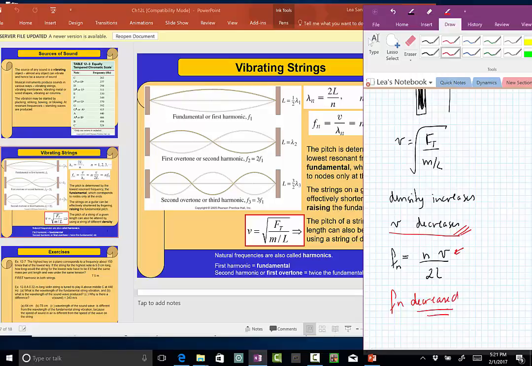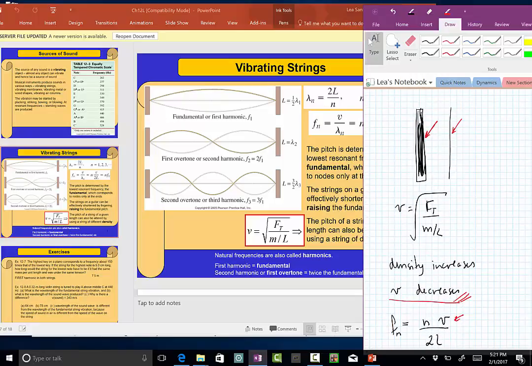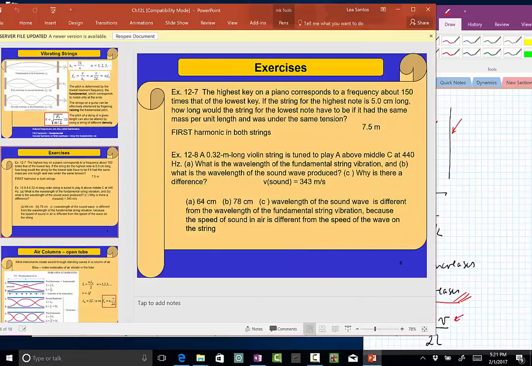So I get this lower sound, which you know is typical of very thick strings. Very interesting things that we can play with by changing the length and by changing the thickness. All right, let's move on and try to solve some problems.